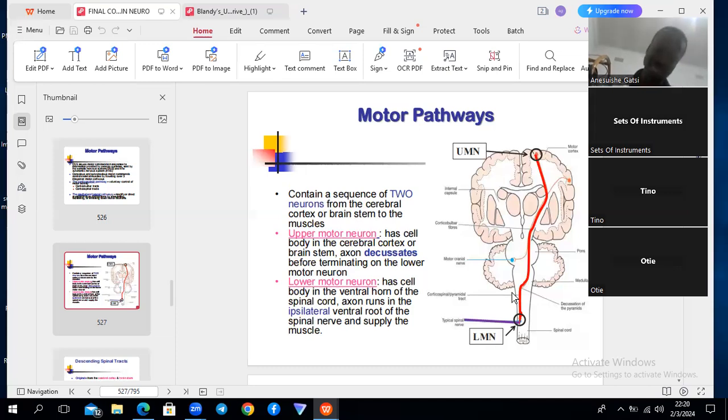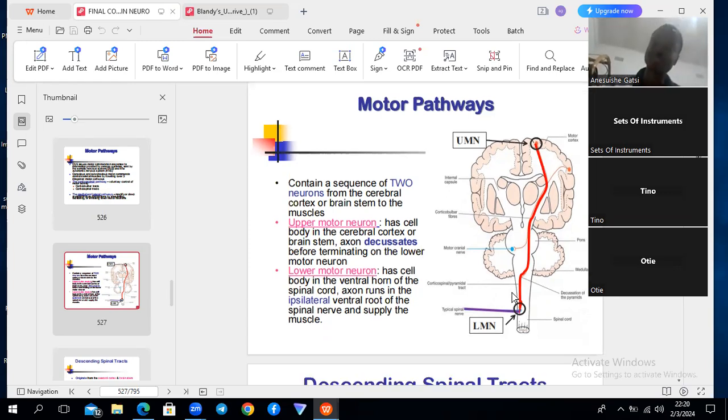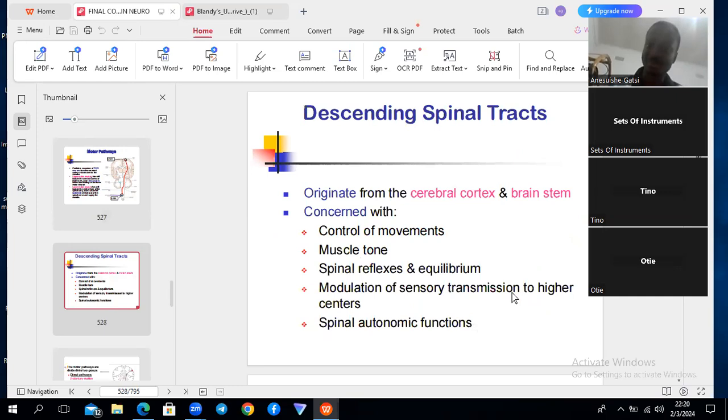So when I did the ascending tracts, we said that in Brown-Séquard, if you get a hemisection of the spinal cord, in terms of motor sensations, you're going to lose motor sensations on the same side. Why? Because these corticospinal fibers are already traveling on their side. They would have crossed higher up in the medulla. So the corticospinal tract would decussate higher up in the medulla.